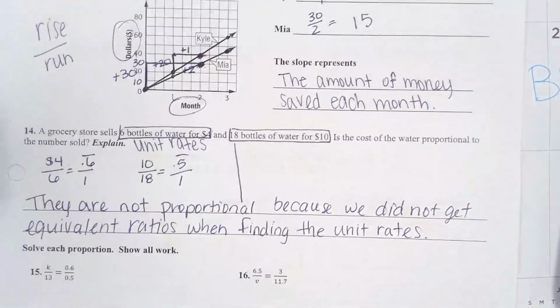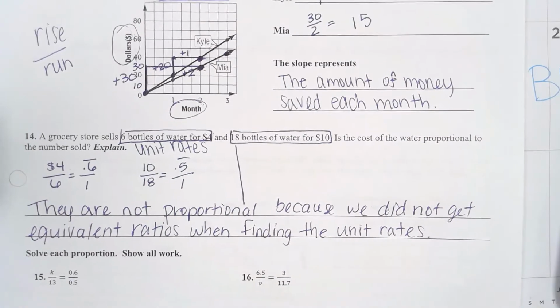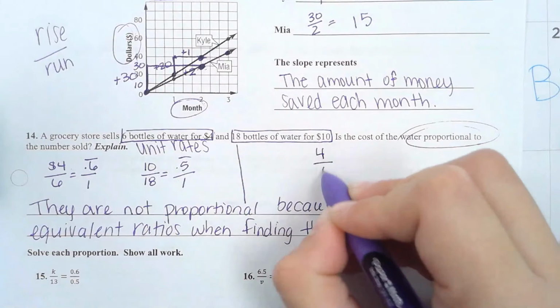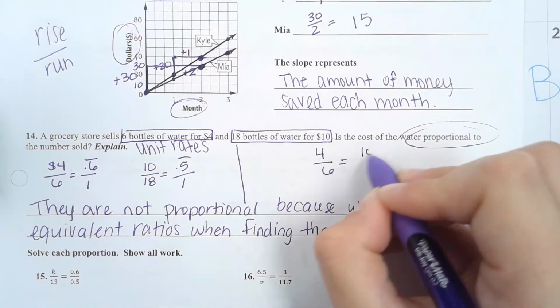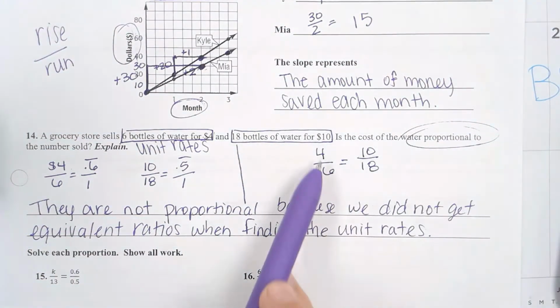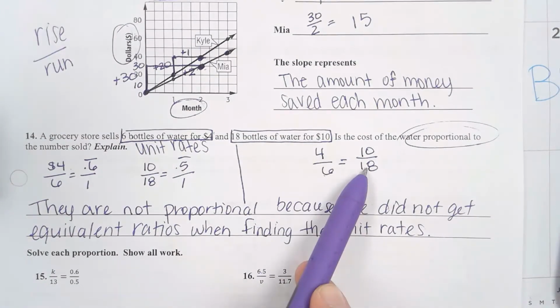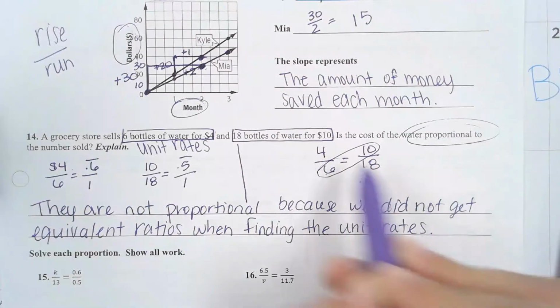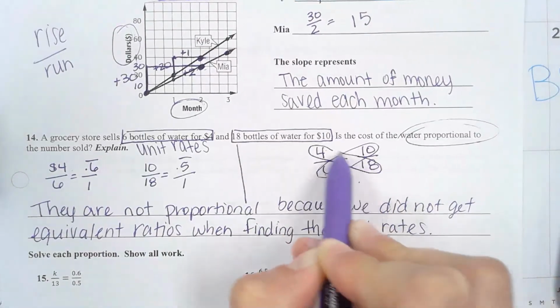And that would be a perfect sentence, okay? Another way that you can do it is if you're talking about proportionality, if you were to set up a proportion, so the 6 bottles of water for $4 and 18 bottles of water for $10, if you were to cross multiply, your cross multiplications have to equal each other.